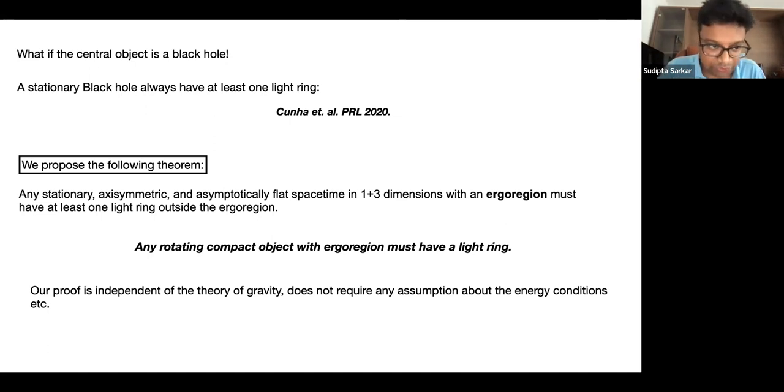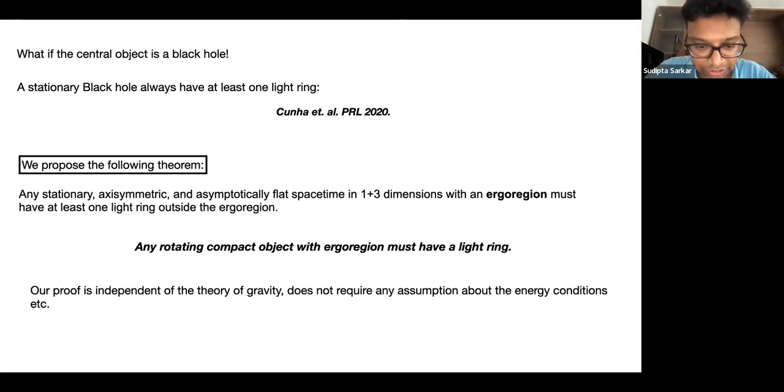So what we propose is the following theorem. Any stationary axisymmetric asymptotically flat spacetime in 3+1 dimensions, which has an ergo region, I don't need a horizon, I need an ergo region, must have at least one light ring outside the ergo region. So that means any compact rotating object with an ergo region must have a light ring. This is what we can prove. Our proof is independent of the theory of gravity and does not require any assumption about energy conditions. It just comes from the properties of the null geodesic equation. It's actually rather simple compared to the topological argument, as we will see.